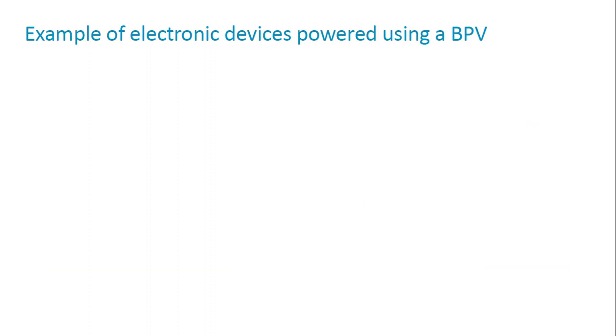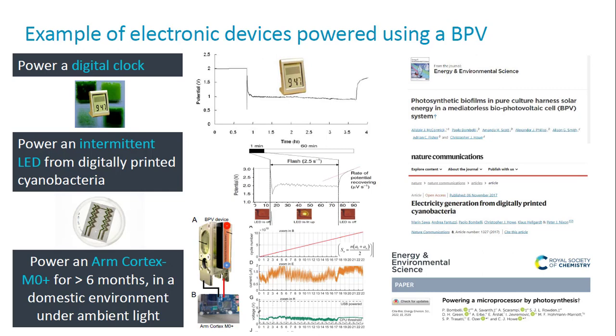We already have a few examples of devices that we ended up powering using algae or cyanobacteria. A digital clock, small LEDs flashing, and more recently we were able to power an Arm Cortex-M0 for about 6 months, actually longer than that, but we published the 6 months, in a domestic environment under ambient light. I'm stressing those 3 elements, 6 months, ambient light, and domestic environment, because if we want to really look for a practical application for the generation of electricity from algae or cyanobacteria, we need to operate in a real environment.